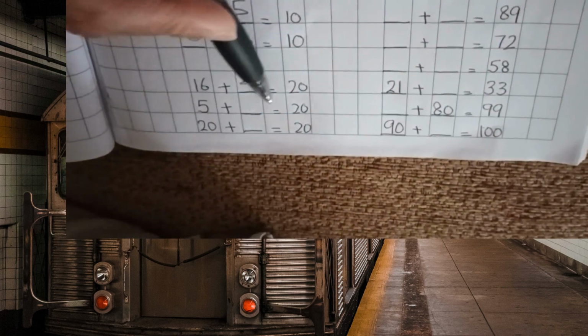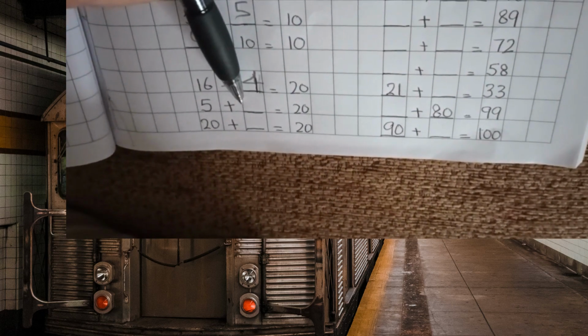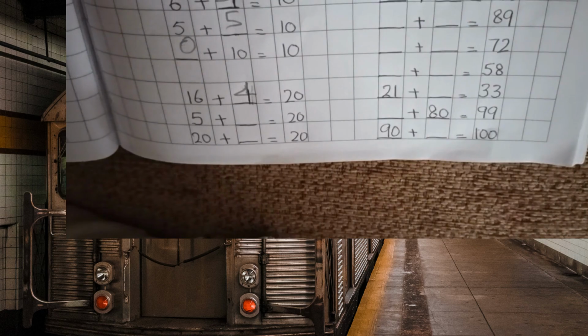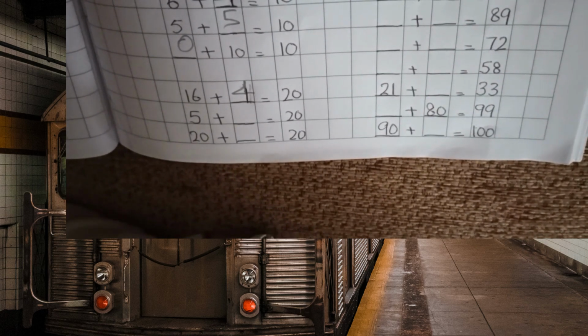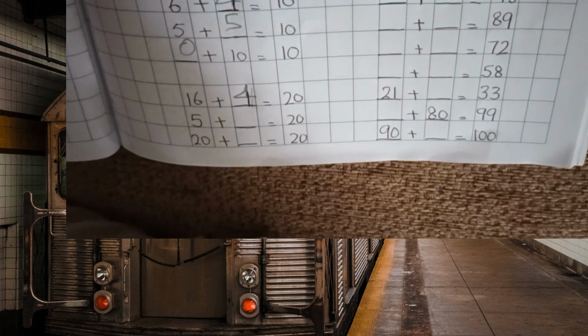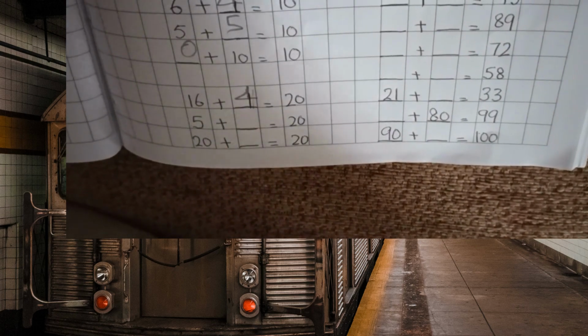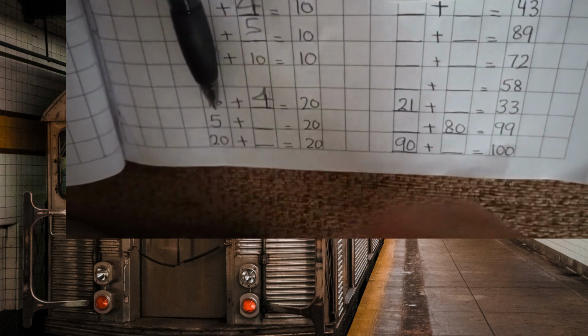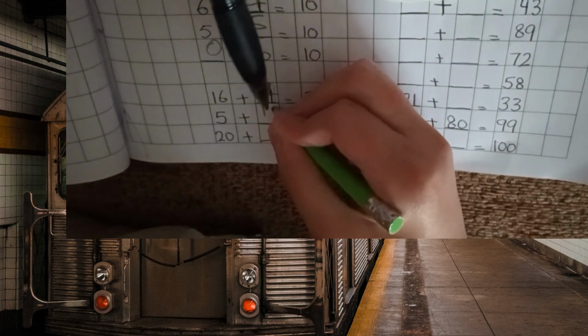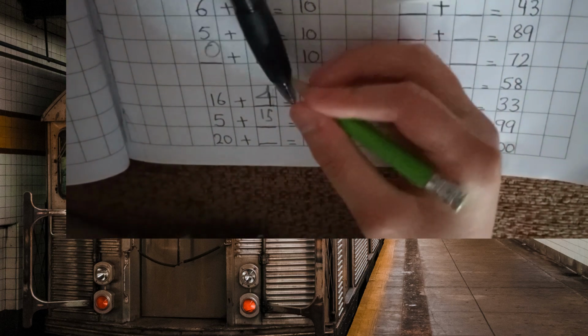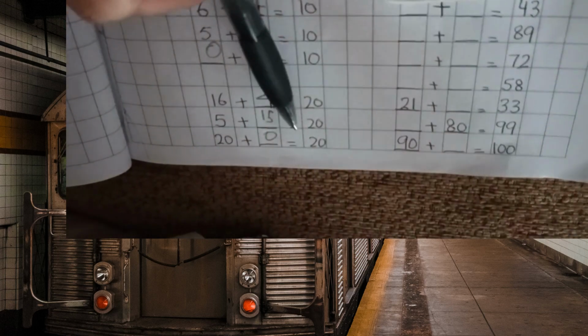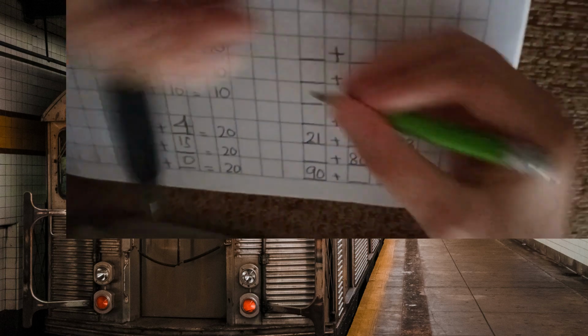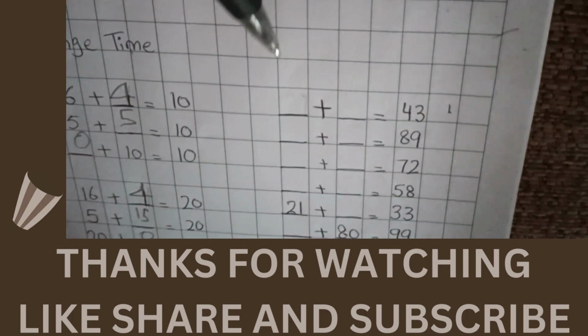Okay, 5 add what is equal to 20? No, you don't need to count on fingers. So 5 add what makes 20? 15. Good boy. So 5 add 5 makes 10, so 5 add 15 makes 20. 20 add what is equal to 20? 20 add 0 is equal to 20. Good boy.